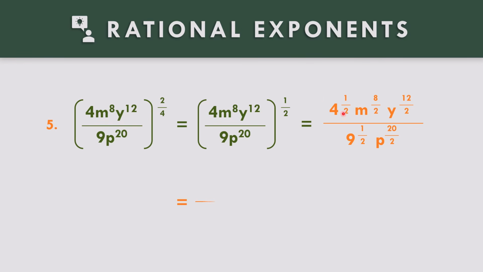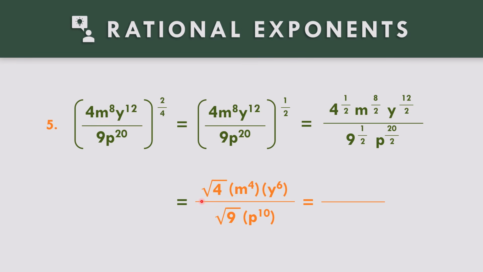So 4 to the 1 half, if we write this one to be able to simplify, let us proceed to radicals. That becomes square root of 4. So the numerator is 1 and then the index, that could be 2. 8 divided by 2, that is m to the 4th. 12 divided by 2 for the base of y, that is 6, so y to the 6th power. 9 to the 1 half, that is the square root of 9. And then p, 20 divided by 2, that is equal to 10.